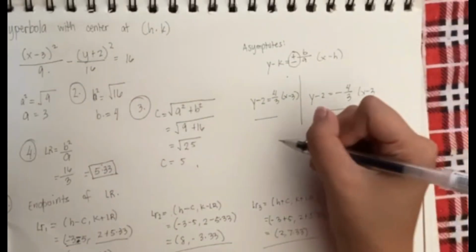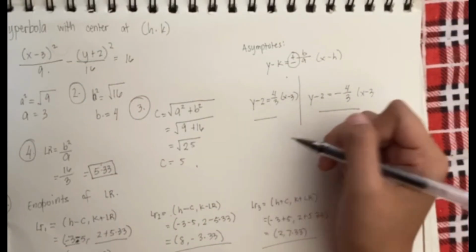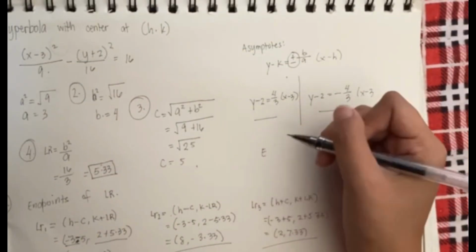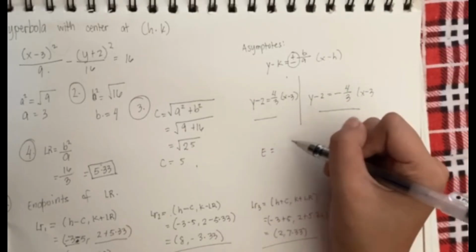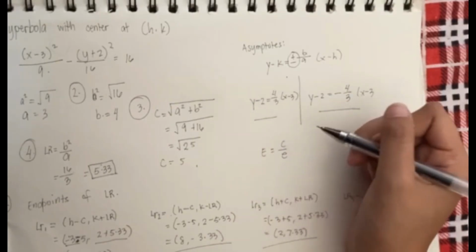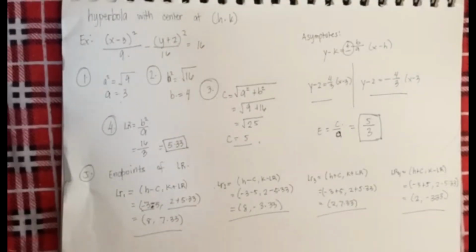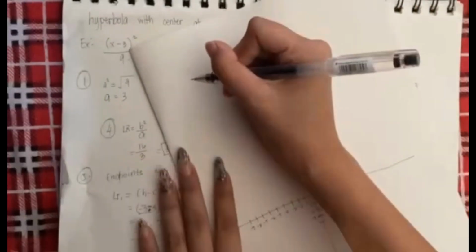Now let's move on to the next step, which is we have to find the eccentricity. We're going to use the formula e is equal to c over a. So substitute lang. So that will be 5 over 3.